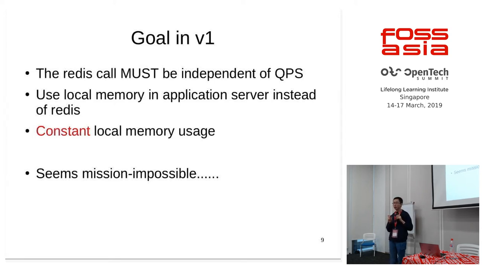And for this, we need a mechanism to understand if our access token has been used within the previous 30 minutes without accessing Redis. So we need to use local memory to store such access tokens. But everyone knows that in an application server, the local memory is not unlimited. So we need some constant local memory usage mechanism. Seems like mission impossible. My boss always wants cheap server fees.